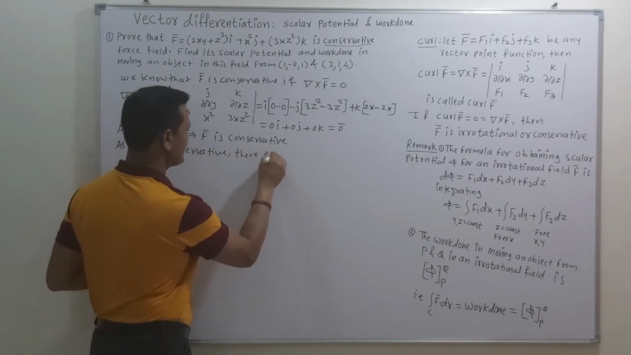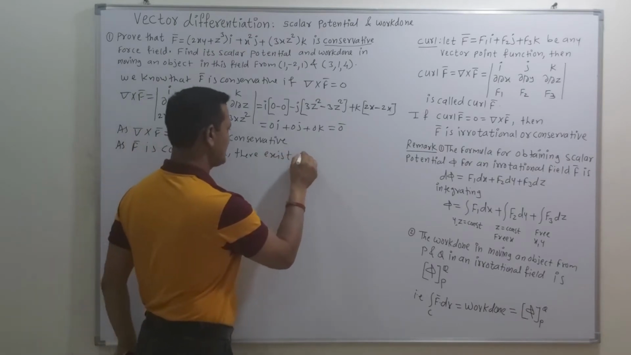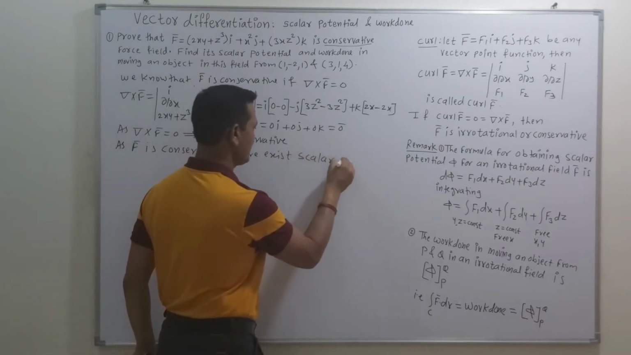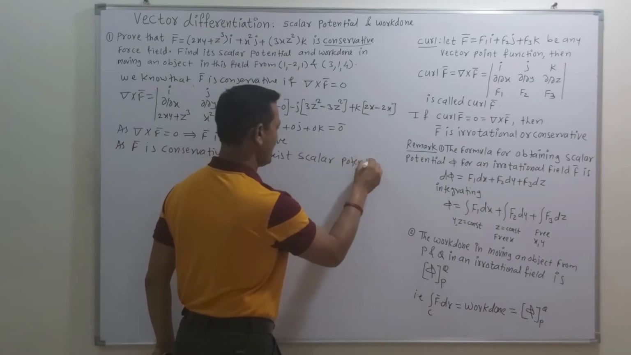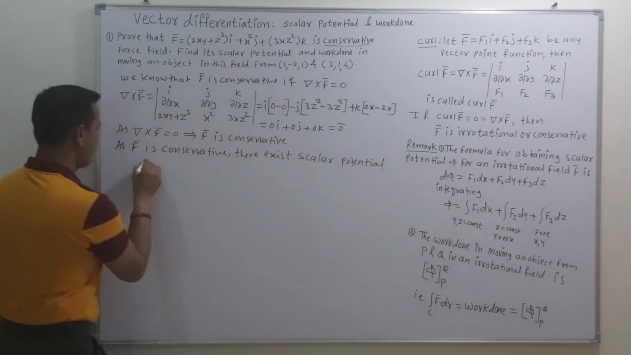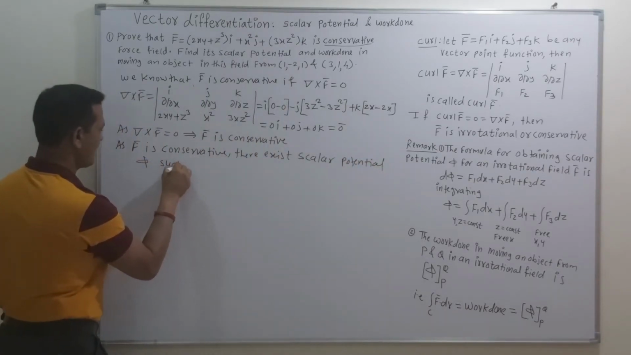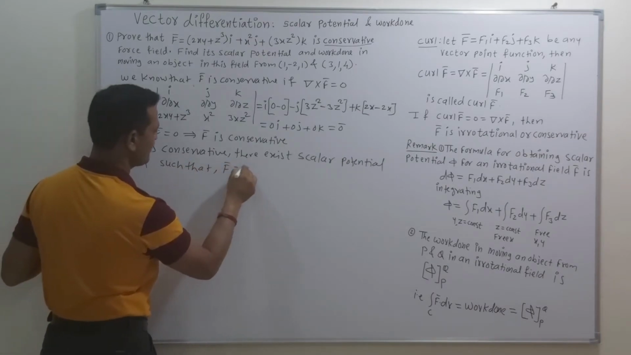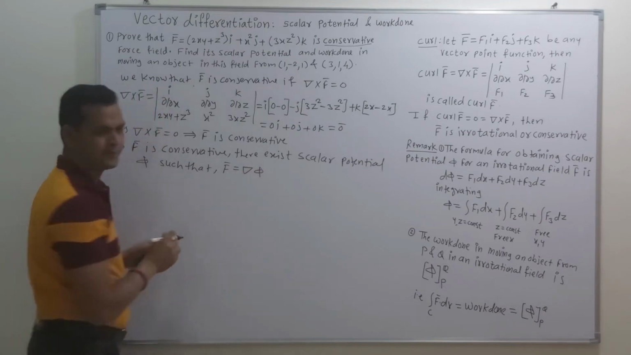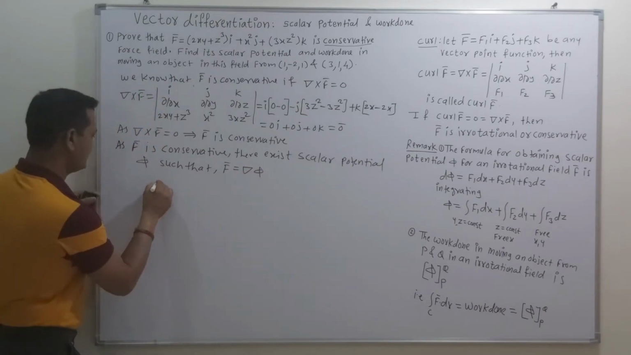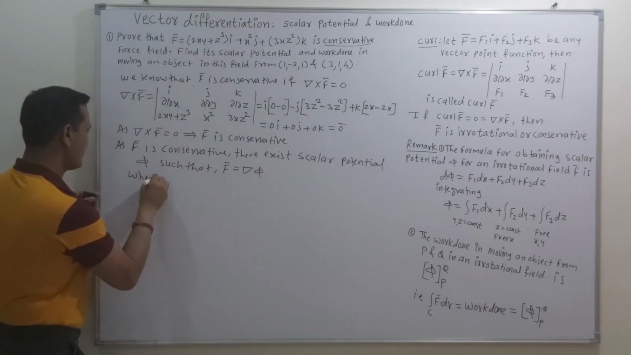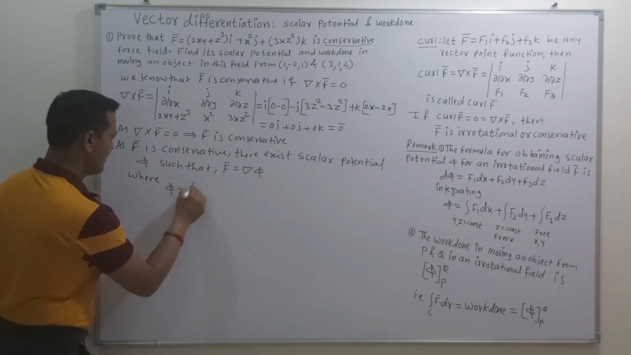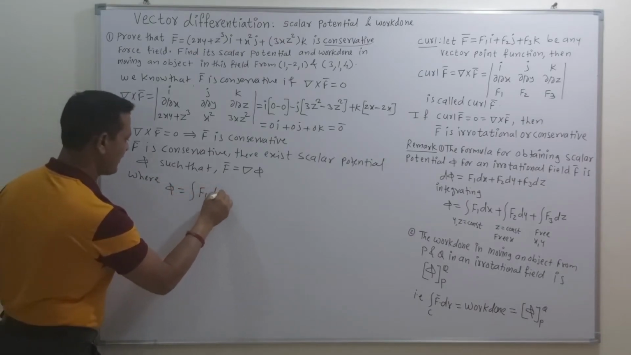then there exists a scalar potential phi such that f bar is equal to del phi. Then how to find the value of phi? The value of this phi is equal to the integration of f1 dx.